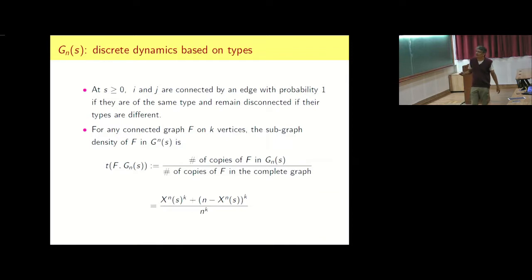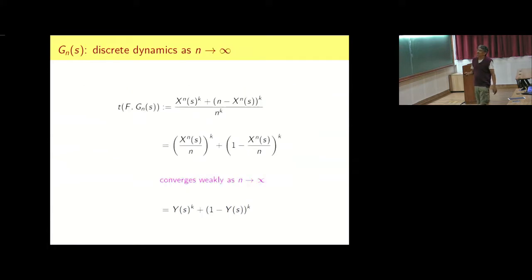Now you look at TFGNs. That's just the number of copies of F, the complete graph. It should be of this order, but broadly it's equal to this. So you can just compute the number of copies of F in GNs. Since each block is a complete graph, because everybody of each type is connected, you just get an expression of xn to the power k here, and n minus xn to the power k here, because they're both complete graphs within each type, over n to the k. Now you just rearrange the algebra a little bit. By the diffusion theory in population genetics, this goes to ys, and this goes to 1 minus ys.